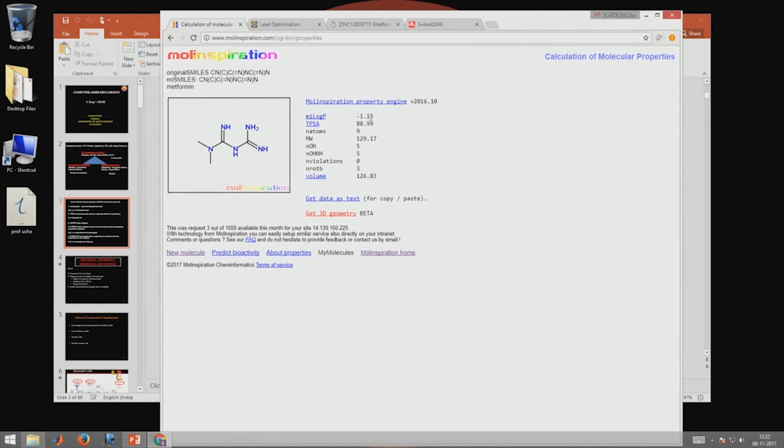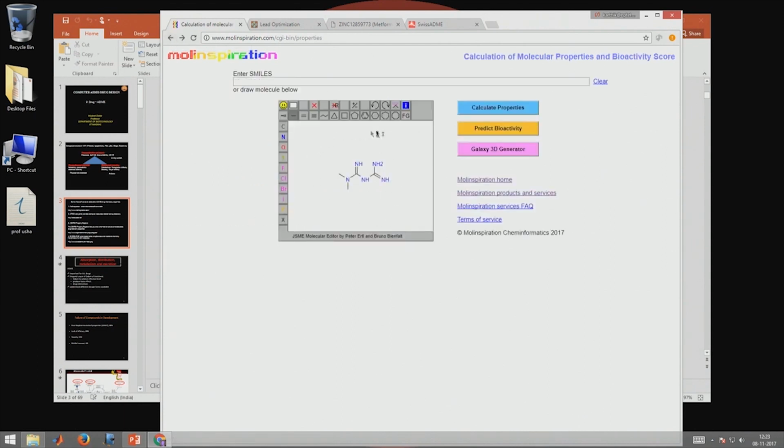Log P, this is based on some software, total polar surface area, number of atoms, molecular weight, okay, number of nitrogens, OH, NH, does it violate certain rules, rotatable bonds. So, it has got 3 rotatable bonds as you can see here, 1, 2, 3, volume of this molecule. Okay. So, this is the molecule, it is copied from the smiles.